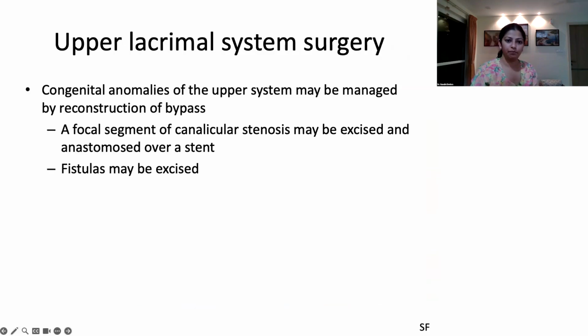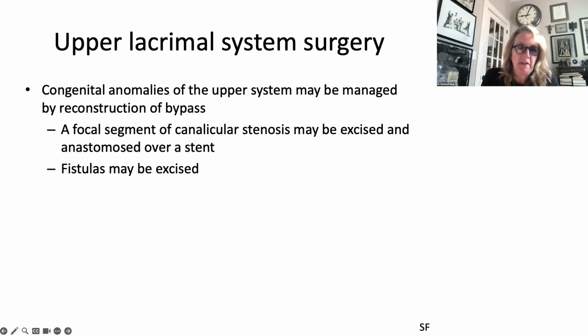Yeah. So now we're going to shift gears a bit and look at upper lacrimal system surgery. So congenital anomalies of the upper system may be managed by reconstruction or bypass. A focal segment of a canalicular stenosis, for example, can be simply excised and then the ends anastomosed over a stent. And fistulas can be excised. So let's look at this a little more. Next.